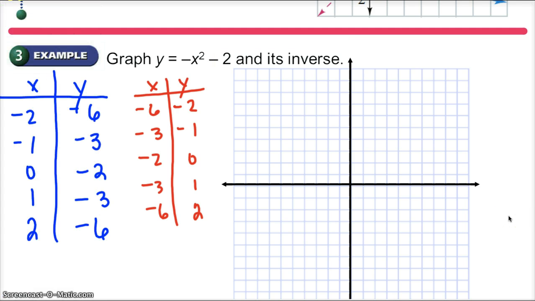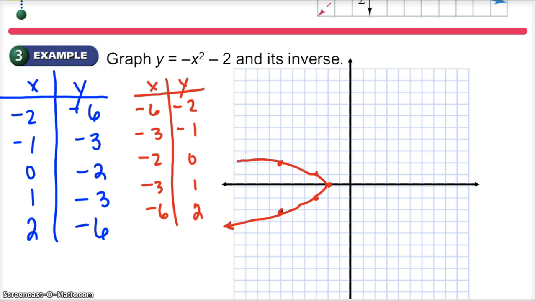Okay, the red one. -6, 1, 2, 3, 4, 5, 6, and then down 2. And I want that in red. Okay, and then we have -3, -1, -2 and 0, -3, +1, and -6, +2. Okay, you can see that we have a sideways quadratic equation, right? Okay.